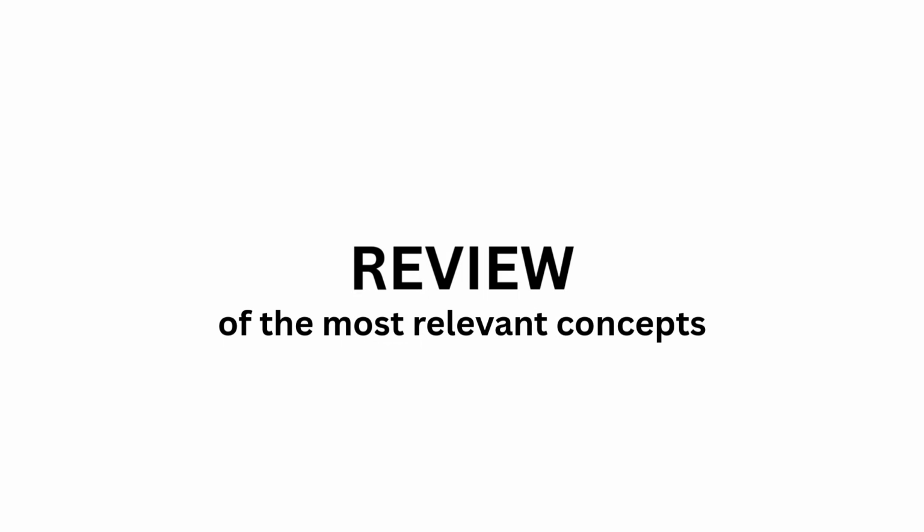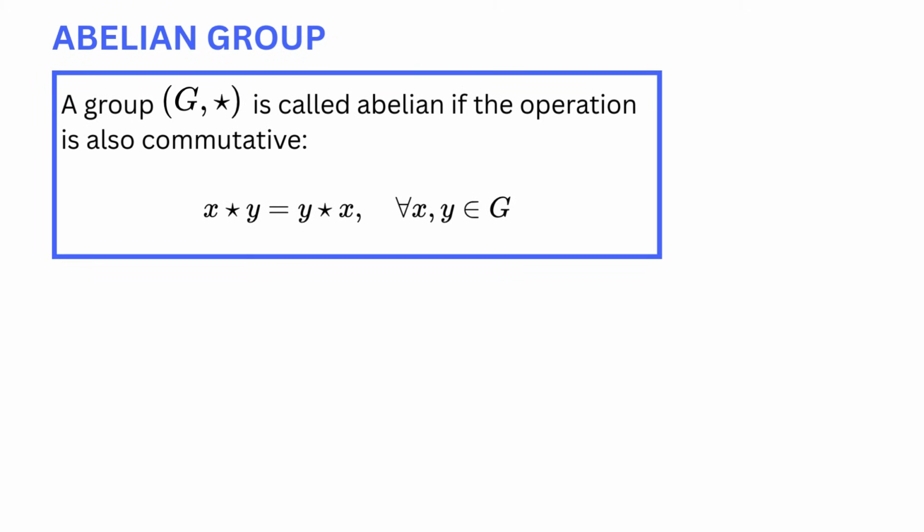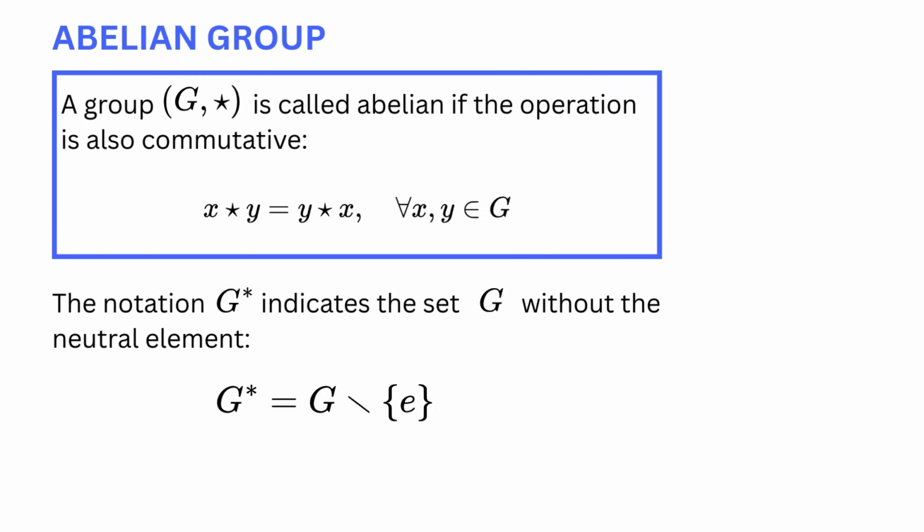Now, let's quickly review the algebra concepts which will be important in the presentation. A group is a set G with a binary operation star defined in it, such that the operation is associative. It has a neutral element, and each element has an inverse element relative to the operation. A group is called abelian if the operation is also commutative. The notation G** indicates the set G without its neutral element.